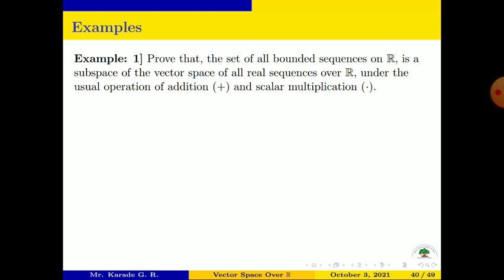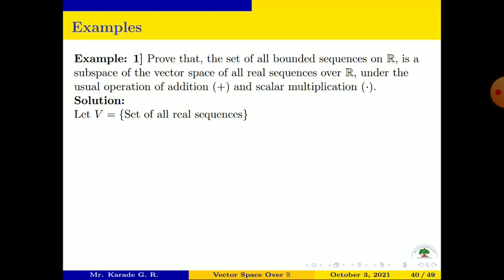So in this example, the vector space is given here. It is the set of all real sequences, and the subset given here is the set of all bounded real sequences. And we have to show that this subset is a subspace of the set of all real sequences. So that is very simple.